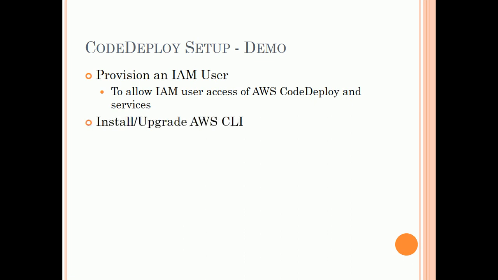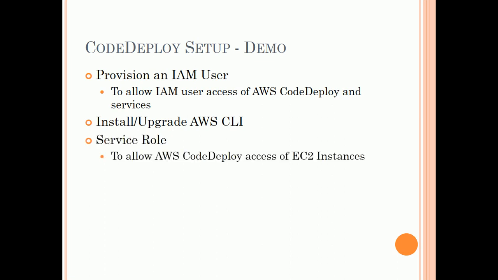The second is install or upgrade AWS CLI. AWS CLI is used to upload the revision to our CodeDeploy project. We have already installed the latest version of AWS CLI, so we will just verify the AWS CLI version. Then the third is service role. To allow AWS CodeDeploy to work with Amazon EC2 instances, we need to create a CodeDeploy service role.